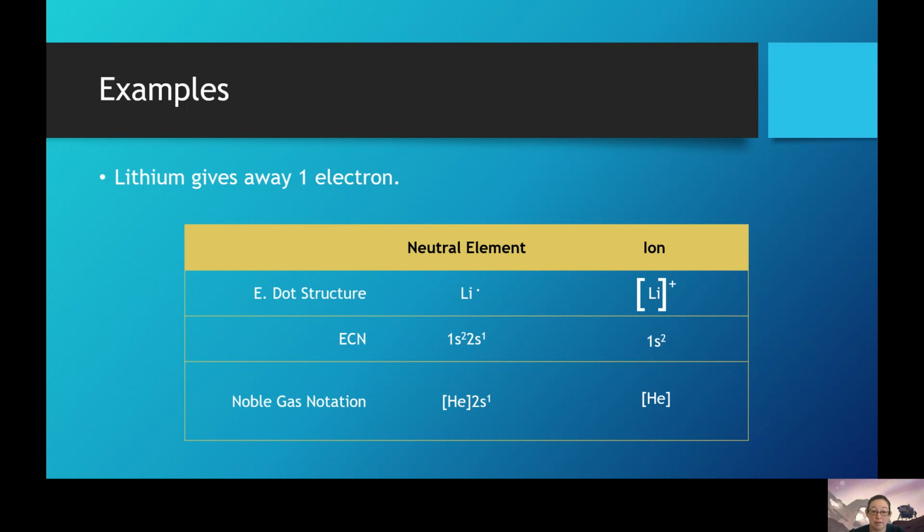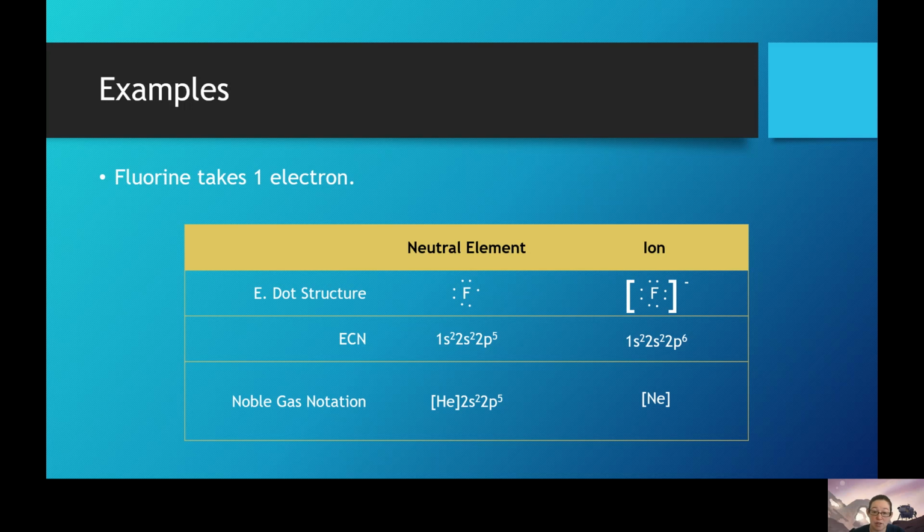Let's look at a different element, fluorine. Fluorine's normal electron dot structure has 7 electrons around it. Its normal electron configuration is 1s2, 2s2, 2p5, and its normal noble gas notation is He 2s2, 2p5.